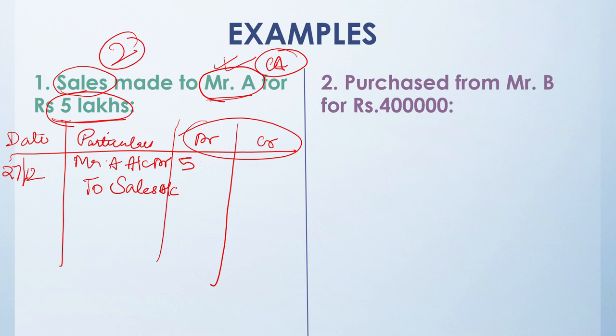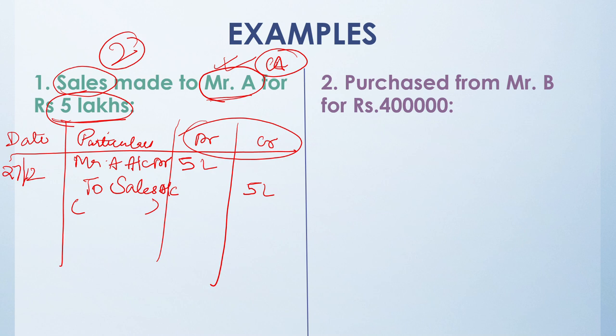What is the amount? On both the debit and credit column, it has to be 5 lakhs. And we have to give the narration like sales made to Mr. A on credit for rupees 5 lakhs. So this is the journal for this particular transaction, right?